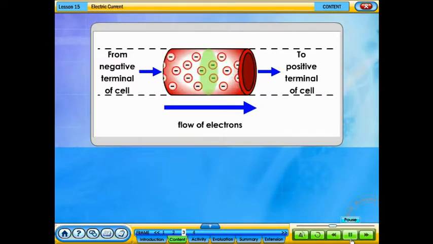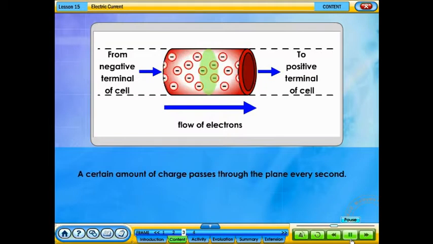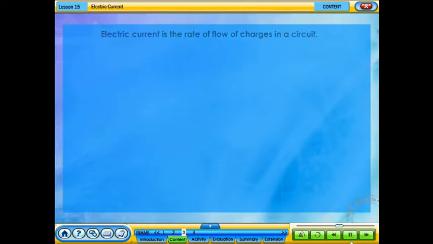Consider a cross-section of the wire. A certain amount of charge passes through the plane every second. Electric current is the rate of flow of charges in a circuit and would be expressed as electric current equals charge over time. Or in the symbols normally used, I equals Q over t.